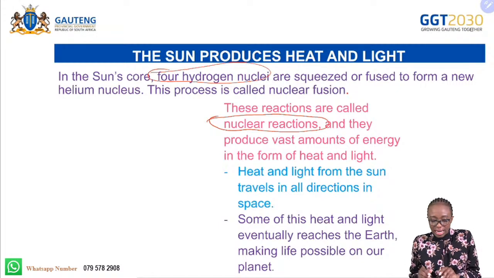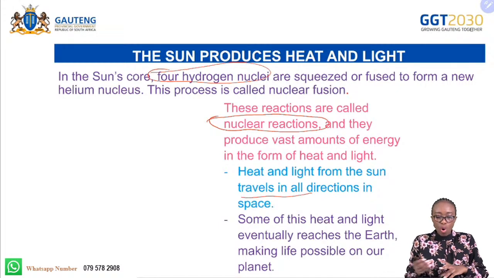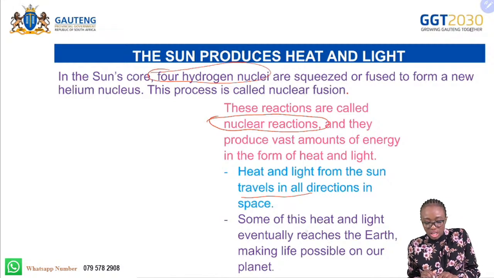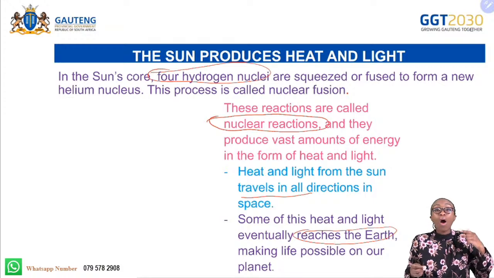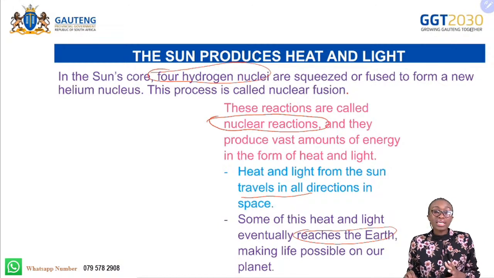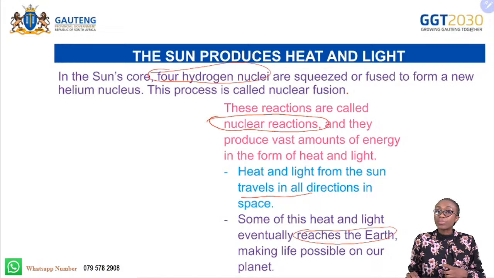Heat and light from the sun travels in all directions in space. That's why we can also get some of that heat and light energy. Some of this heat and light energy eventually reaches the earth. Our planet is called the earth. So some of this heat and light energy from the sun, a result of a nuclear reaction, does eventually reach the earth, making life possible on our planet.